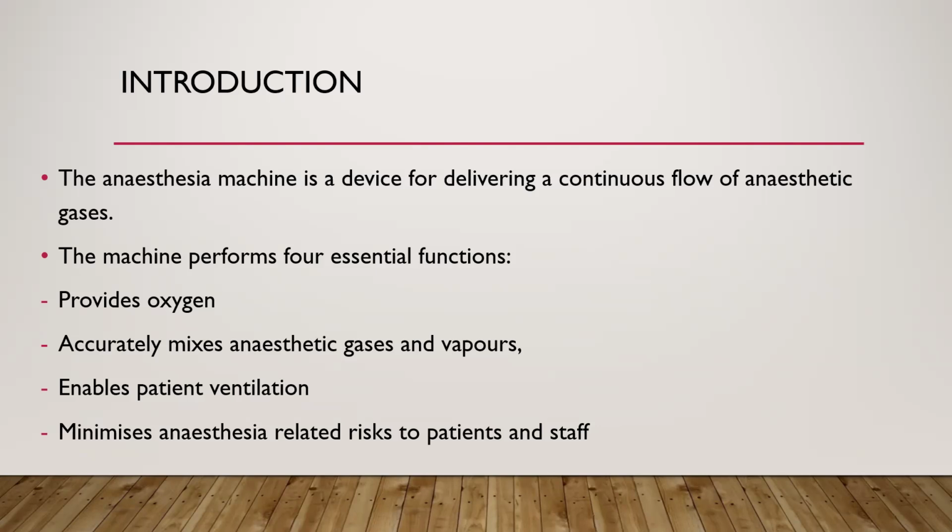The anesthesia machine is a device that delivers a continuous flow of anesthetic gases to the patient. It performs 4 essential functions: it provides oxygen to the patient, accurately mixes anesthetic gases and vapors, and enables patient ventilation. And as technology has improved, it also helps to minimize anesthesia-related risk to patients and staff.